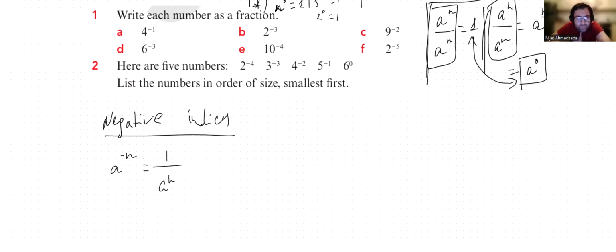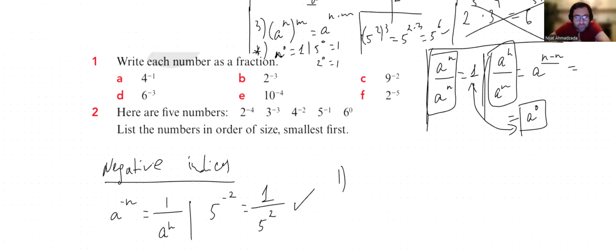Example: 5 to the power of negative 2 is the same thing as 1 over 5 to the power of 2. That's it, nothing more. Now let's jump into the first question. We will do 1f, for example. Write each number as a fraction.